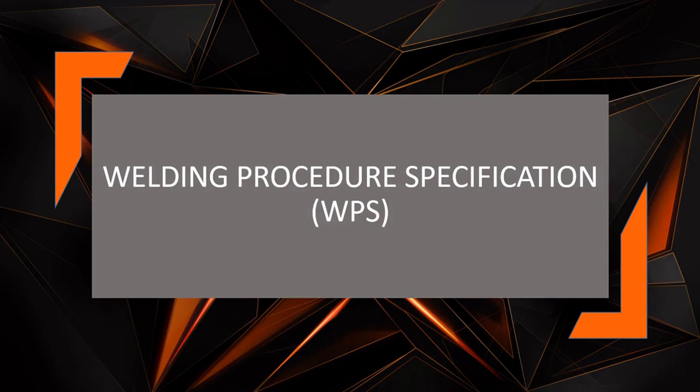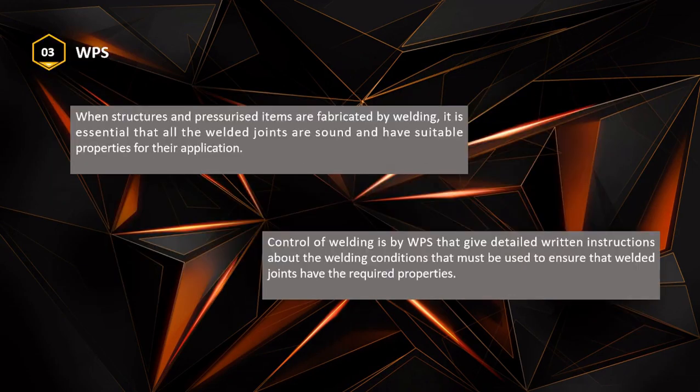Welding Procedure Specification, WPS. When structures and pressurized items are fabricated by welding, it is essential that all the welded joints are sound and have suitable properties for their application. Control of welding is by WPS that give detailed written instructions about the welding conditions that must be used to ensure that welded joints have the required properties.